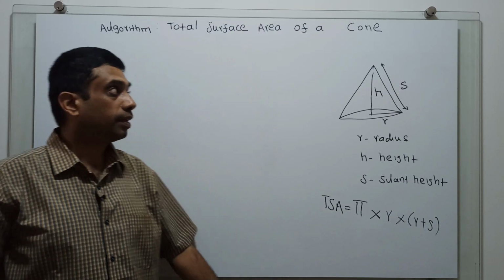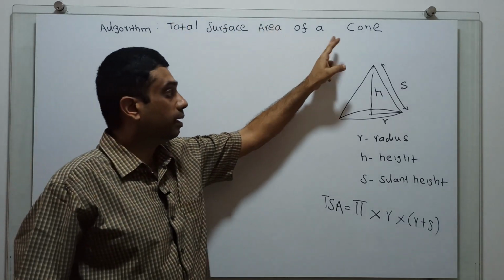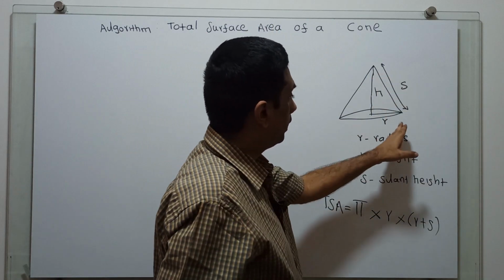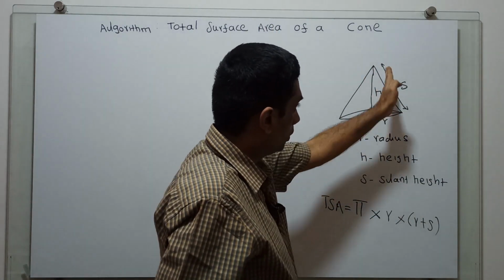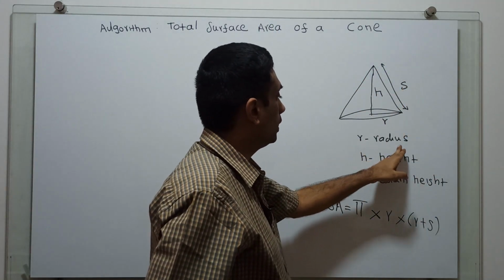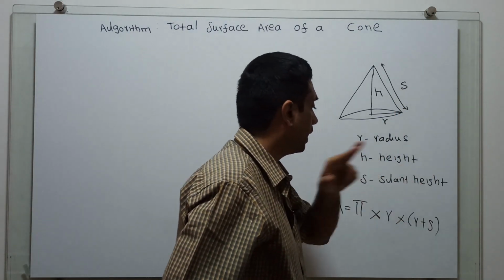Hello friends, we are going to write an algorithm to calculate the total surface area of a cone. So this is the radius and height of the cone. This is the slant height of the cone. R is the radius, H is the height, S is the slant height of the cone.